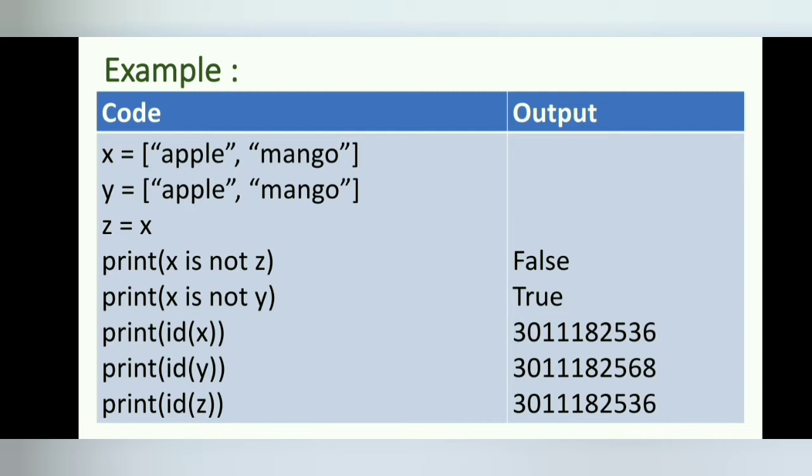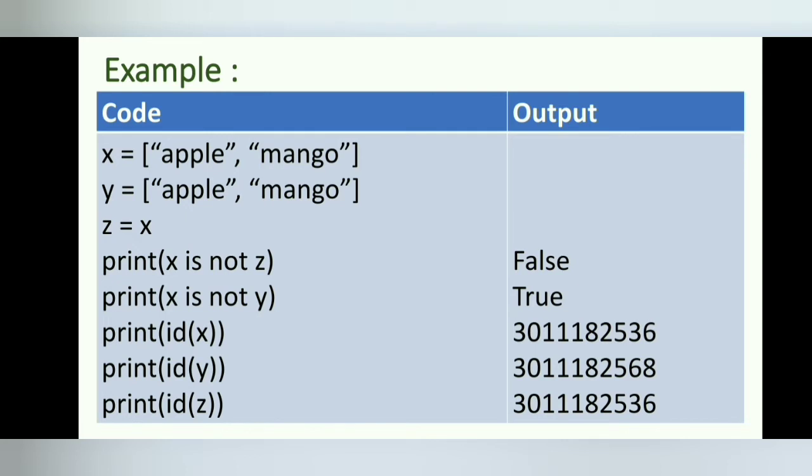Here x and z are pointing to the same memory location, so they are identical. The output of print x is not z is false because both are identical. According to the is not operator definition, the result is false if both the variables point to the same memory location. It is true otherwise.